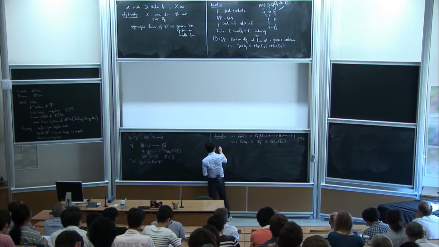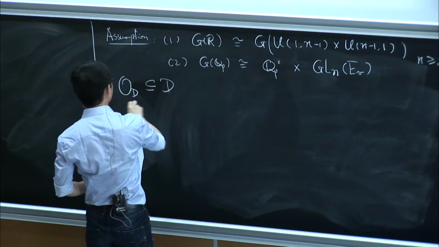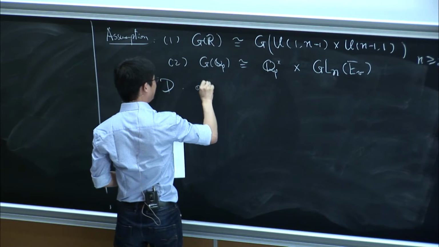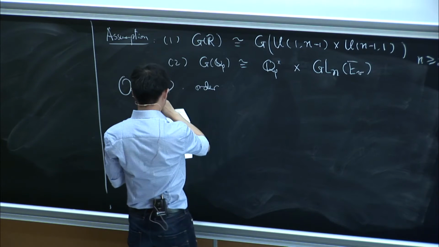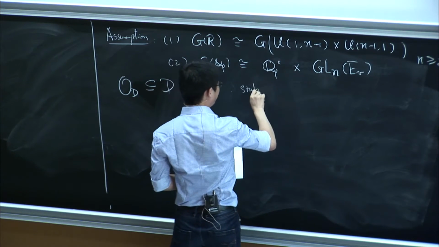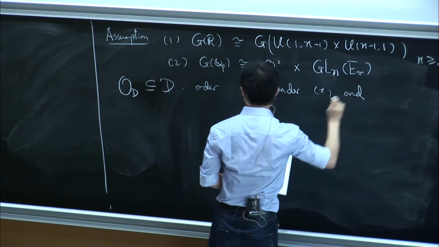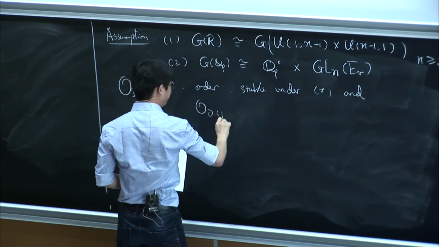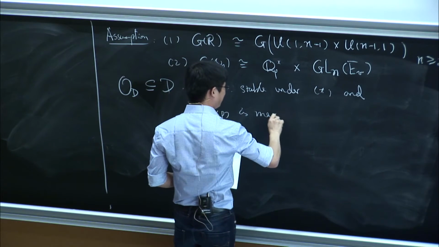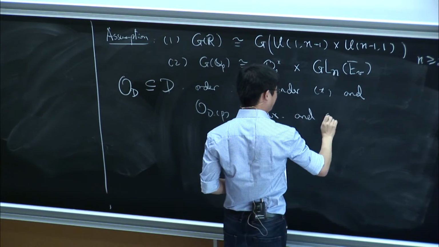Now to define a Shimura variety, I need an integral model. So I fix the order O_D, which is stable under star, and its localization at p is maximal and self-dual.